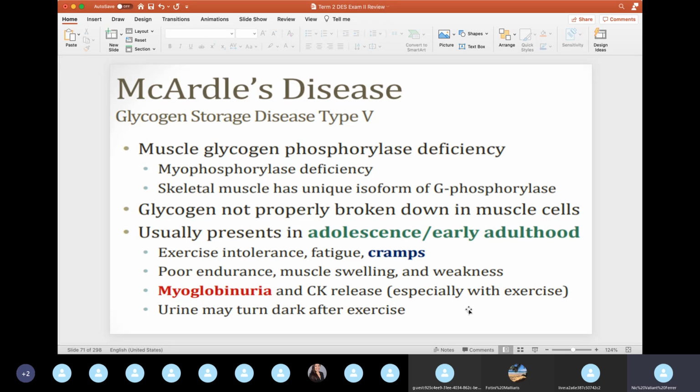Remember, why do we have myoglobinuria and creatine kinase release in the muscle? Since you cannot break down glycogen, the muscle turns to protein catabolism to provide energy. That's why you have myoglobinuria and CK release. It was not supposed to happen, right? Because the preferred energy for the muscle is glucose, right? Here in McArdle's, the urine may turn dark after exercise because you are catabolizing your proteins in your muscles, which is not supposed to happen.